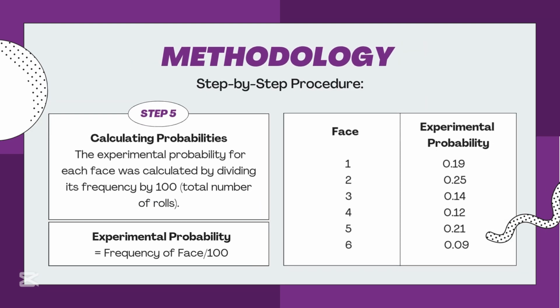Step 5 is to calculate the experimental probabilities. To find the experimental probability of each face, the number of times it appeared was divided by the total number of rolls, which is 100. For example, if the number 5 came up 21 times, then its probability would be 21 divided by 100, equals 0.21. This step showed how often each number occurred based on the actual experiment.